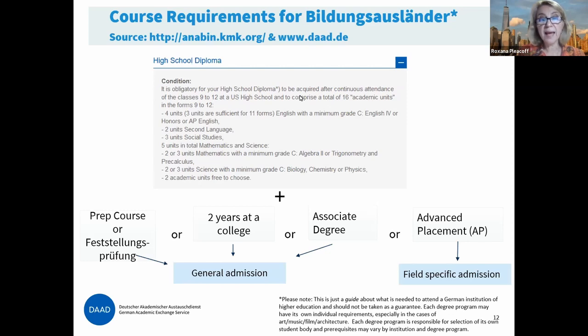So a brief note, what is ANABIN? ANABIN is a database of the German government that provides information about the accreditation and acceptance of foreign third-level degrees. It is a binding reference for German administrations, employers, and private individuals to validate degrees.